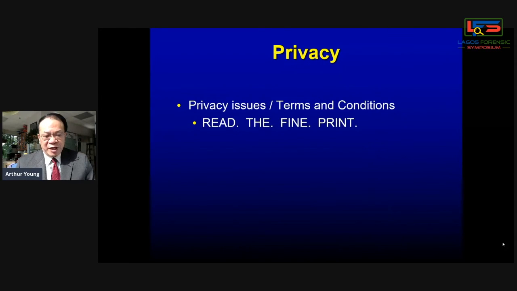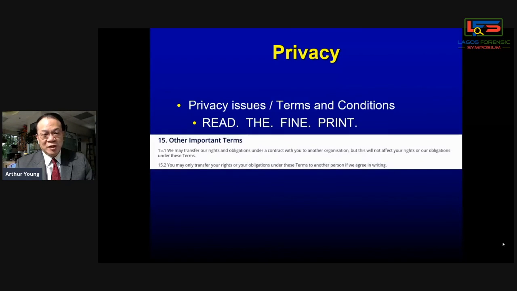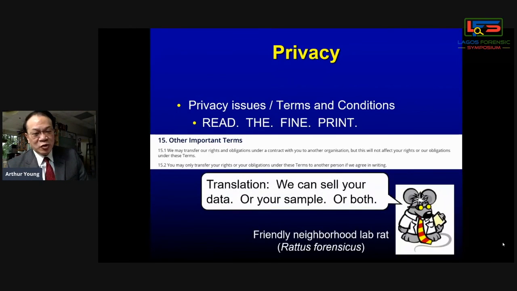So some of the privacy issues, and this is something that Nigeria and Africa in general will have to deal with each country on their own, because what I've learned is that the right to privacy is almost strictly an American idea. So the privacy issues, if you're interested in taking such a test, is read the fine print. And there will usually be some sort of phrase in there that says, we may transfer our rights and obligations under a contract with you to another organization, but this will not affect your rights or our obligations under these terms. Translation, we can sell your data or your sample or both. So you might want to be careful about what happens to that.